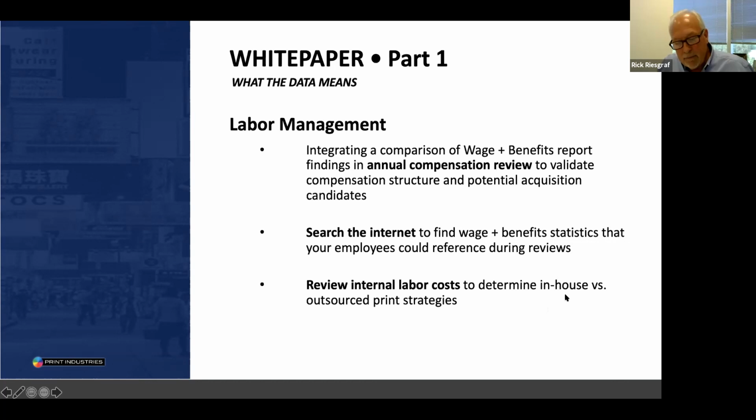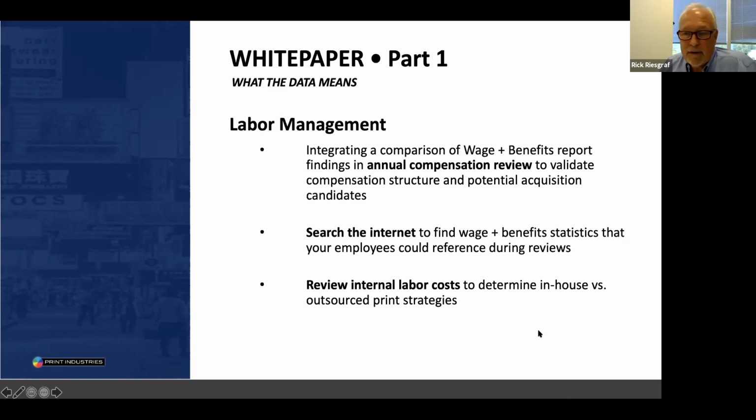Okay, great. So one of the things that we did in the white paper, and I'm not going to get into this in too big a detail, is look at what are some of the common uses of the wage and benefit information. What are our members using it for? I just highlighted a few things on this slide here.